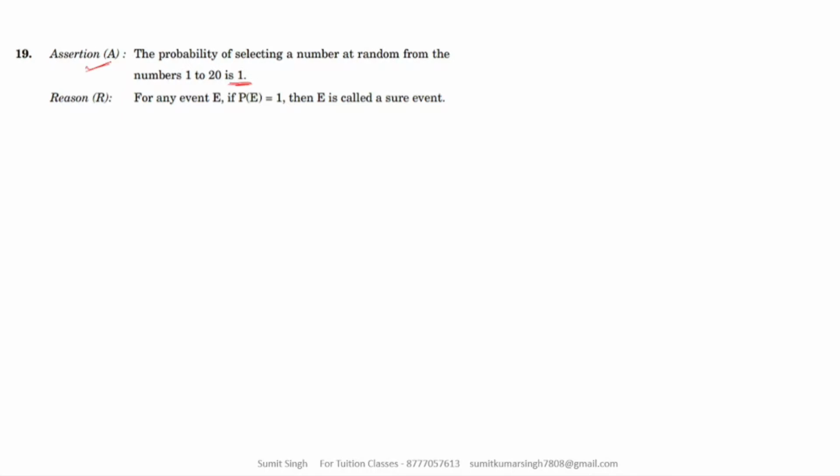And the reason is saying that for any event E, the probability of the event will be equal to 1. So yes, this is also true. In this way we can say that here the assertion and reason both are correct and the reason is the correct explanation for the assertion. So option number A will be the correct answer for this question.